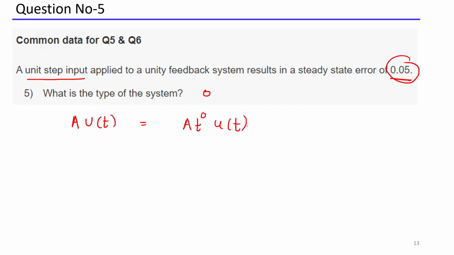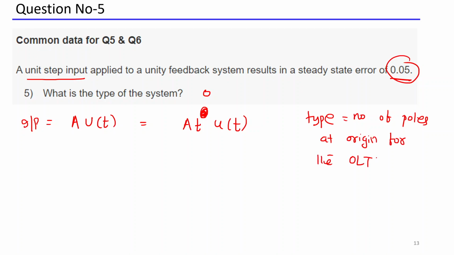T to the power 0 is 1. So this 0 I am taking for my input. So when input is 0 and your type is 0, type means the number of poles at origin for the open loop transfer function.